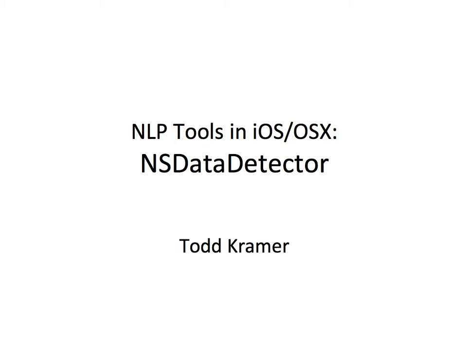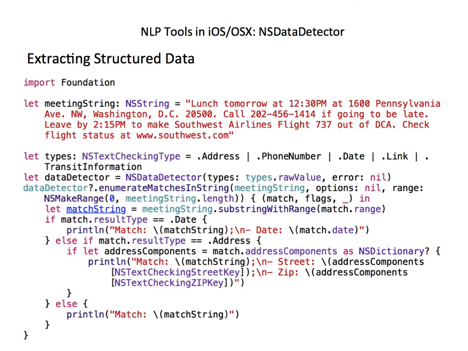NSDataDetector is a subclass of NSRegularExpression that allows developers to extract meaningful data from strings. It can detect dates, phone numbers, addresses, links, flight information, and more. Let's see how this works. Here we have a string with a lot of data in it. There are 2 dates, an address, a phone number, a flight number, and a link.